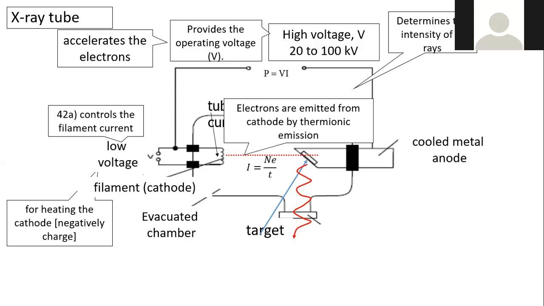Right? Think of the X-ray as a photon. Each electron produces one X-ray, not more than that. One electron, one X-ray. More electrons, more X-rays. So that affects the intensity.